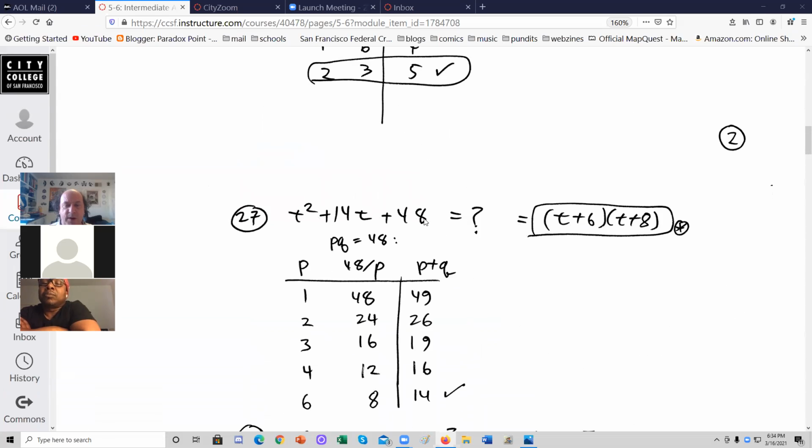t squared plus 14t plus 48. All right, we want to find p and q whose product is 48. We want their sum to be 14. Okay, pq is 48, so q is 48 over p. We'll try various values of p.